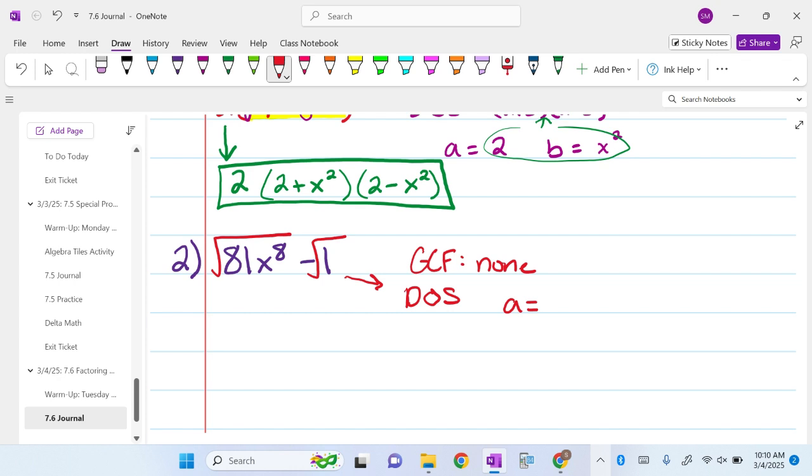81x to the 8th. All right, what's the square root of 81? 9. What's the square root of x to the 8th? X to the 4th. If you divide the 8 by 2, that gives you 4, so that's your new exponent. That's your a value. Your b value, what's the square root of 1? 1. So, given our two a and b factors and the formula for difference of squares, Chloe, what is my factored form for this?